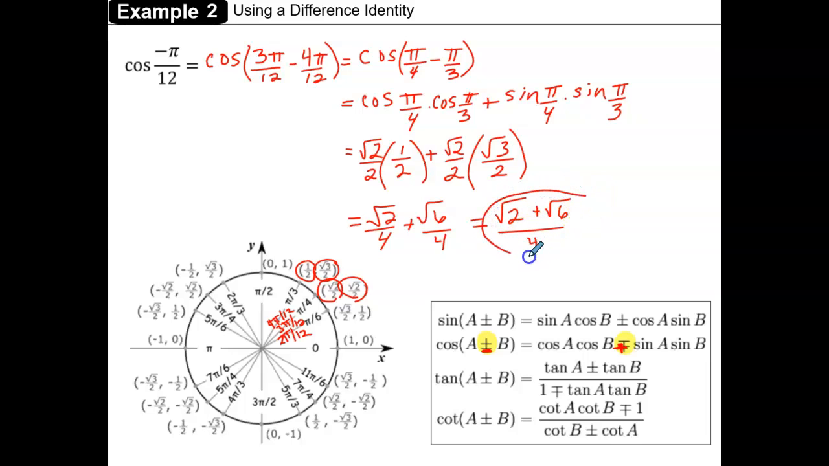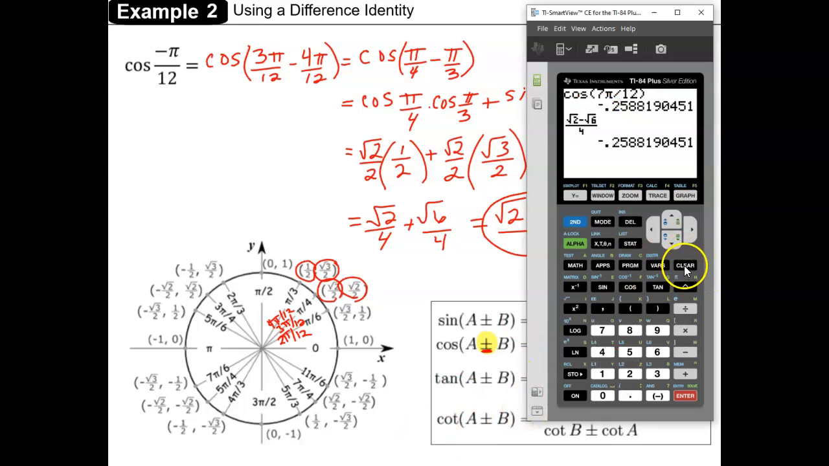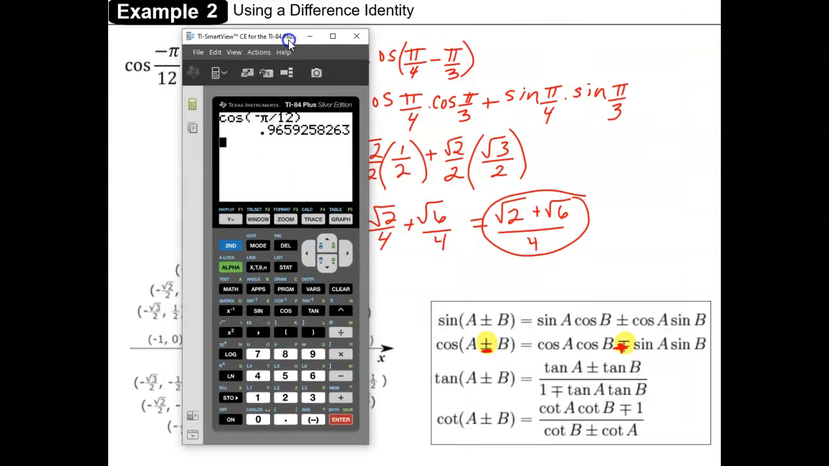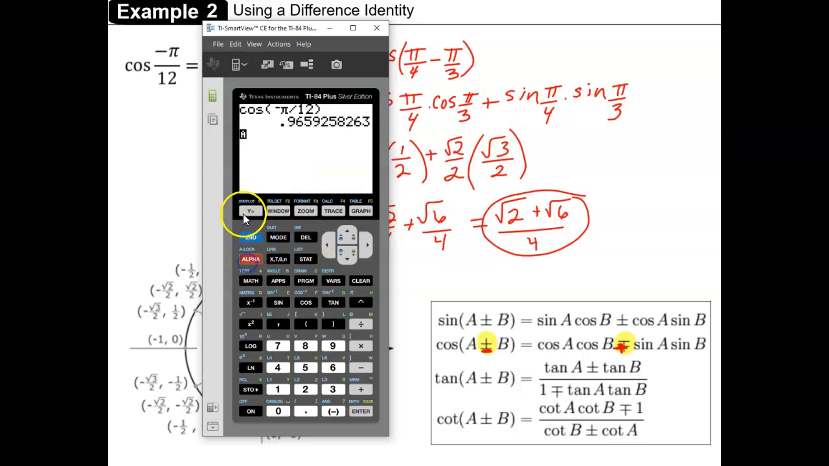We can check that answer in the calculator by evaluating the cosine of negative pi over 12 and comparing that decimal to what we got as our answer, square root of 2 plus the square root of 6, all divided by 4. And we see that both of those decimals are equivalent, and so our answer is correct.